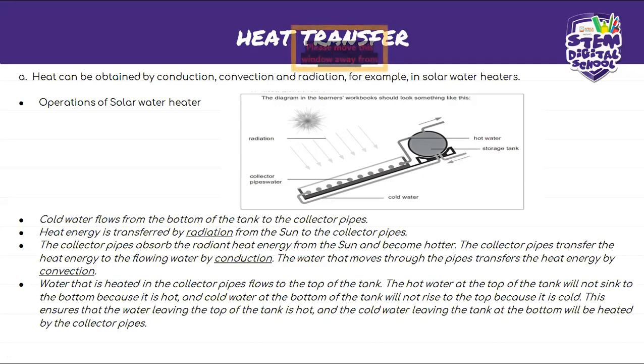So take note, water that is heated in the collector pipes flows to the top of the tank. The hot water at the top of the tank will not sink to the bottom because it is hot, and the cold water at the bottom of the tank will not rise to the top because it is cold. This ensures that the water leaving the top of the tank is hot, and the cold water leaving the tank at the bottom will be heated by the what? The collector pipes. So you see what is happening here.